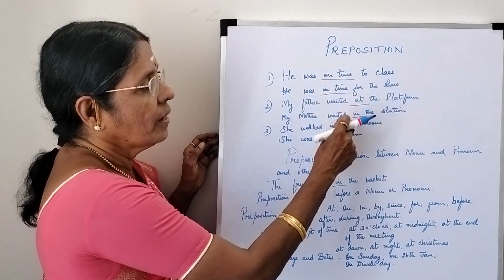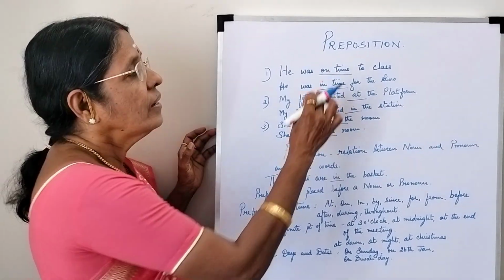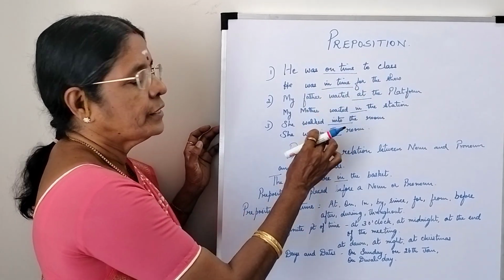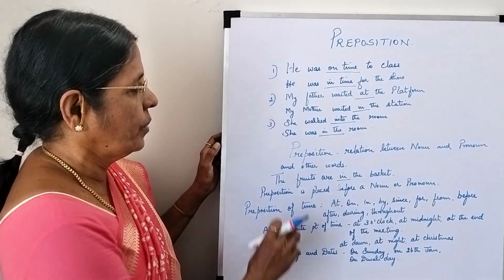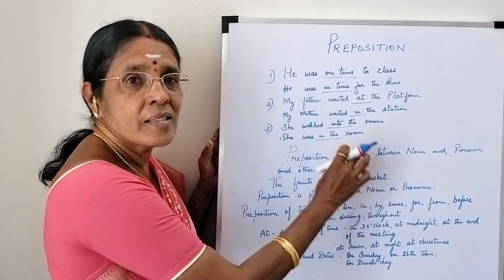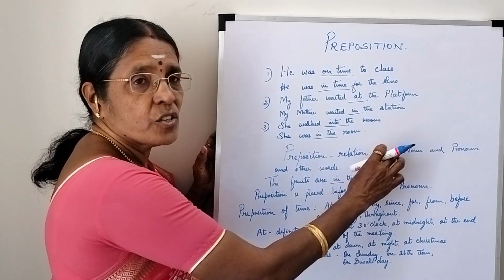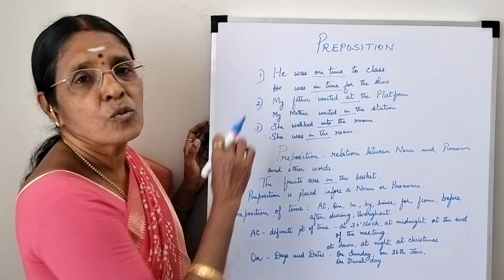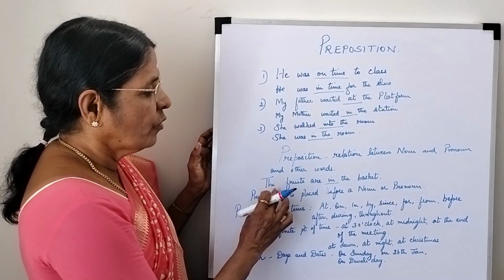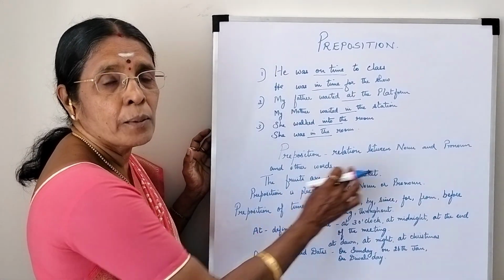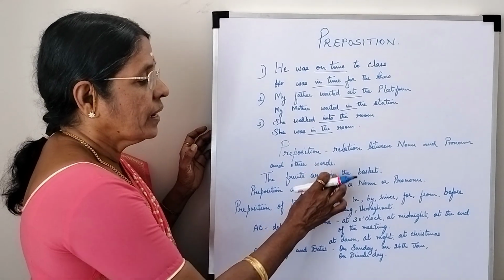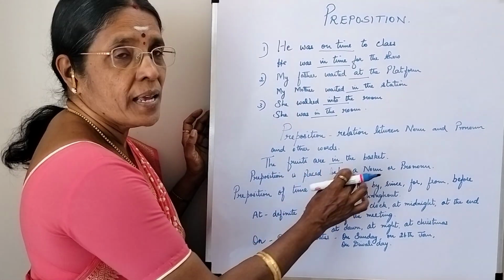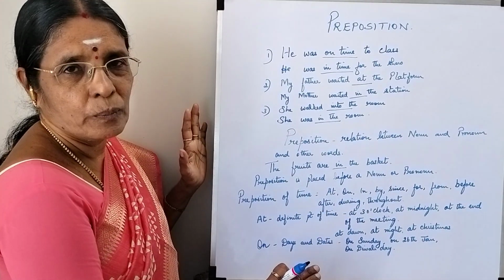So are you able to understand how the usages differ over here? These words are prepositions: on, in, at, into, in. The prepositions are words which show the relation between noun and pronoun in a sentence with the other words used in the sentence, right? The fruits are in the basket. Fruit and basket are nouns. Where are the fruits? Inside the basket, right? So preposition is placed before a noun or a pronoun.